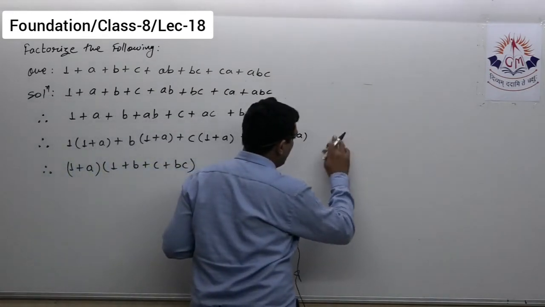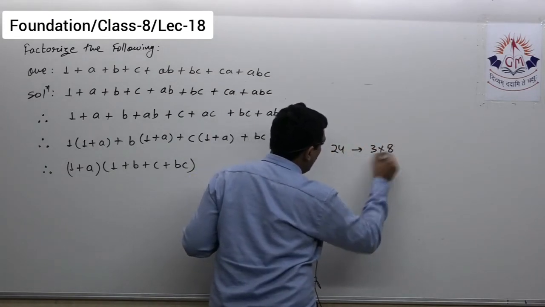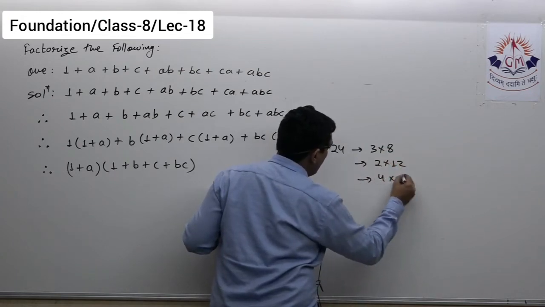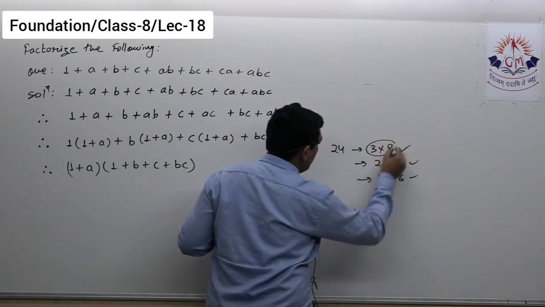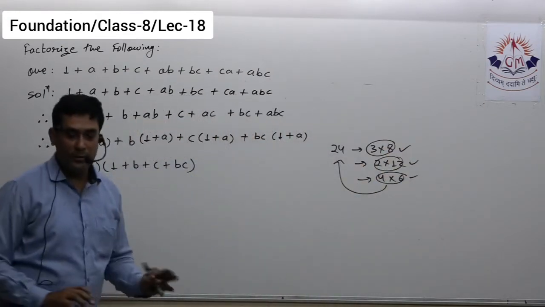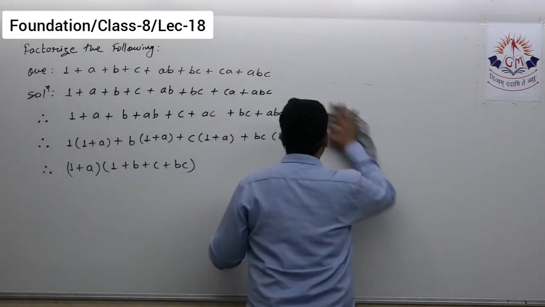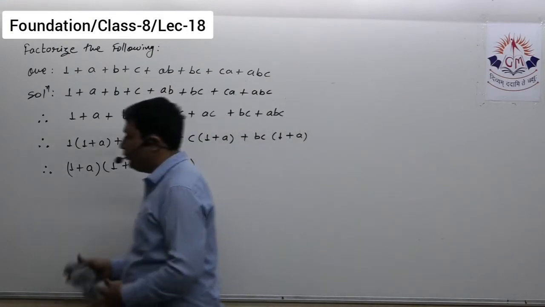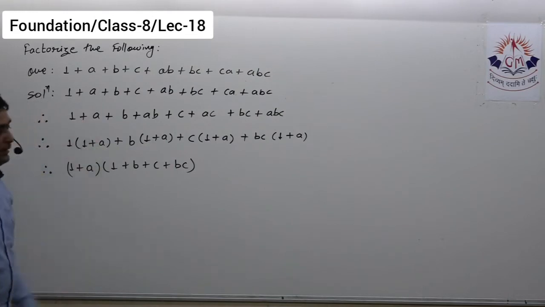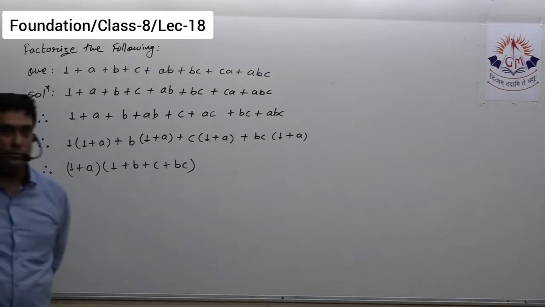Let me explain it in this way. Suppose I have the number 24, so I can write this as 3 into 8, as well as 2 into 12, as well as 4 into 6. So all these are factors whose product is equal to 24. So it is possible to get different sets of factors for the same expression. The only thing is that when you multiply those factors, you should get the original or the given expression. So please note it down, then we'll see the next question.